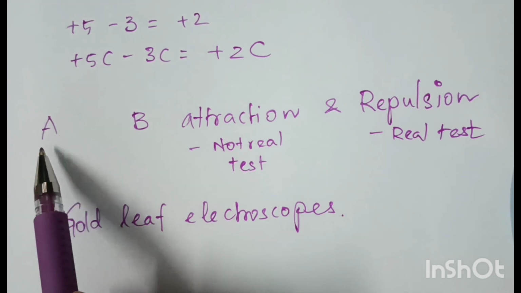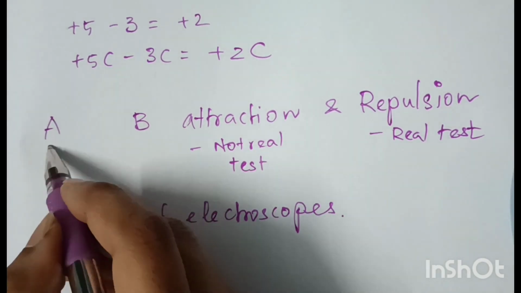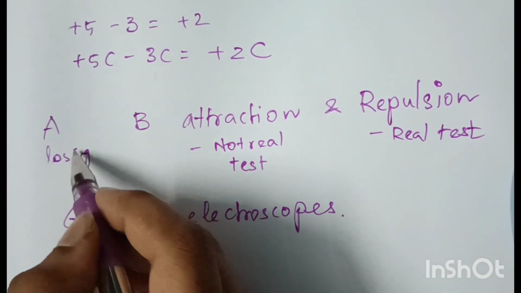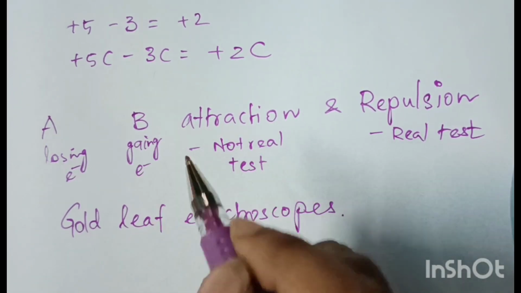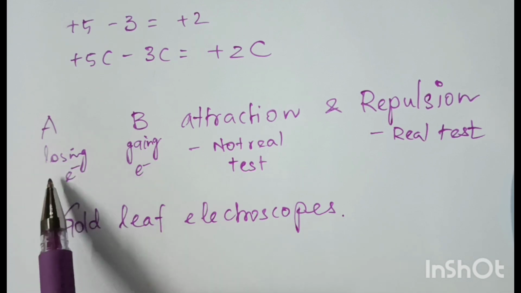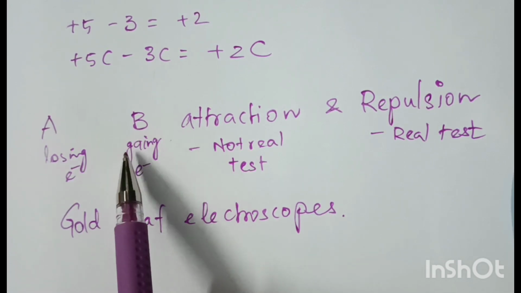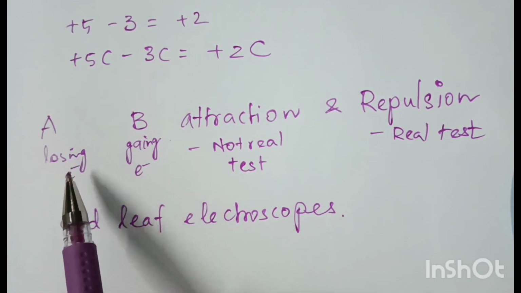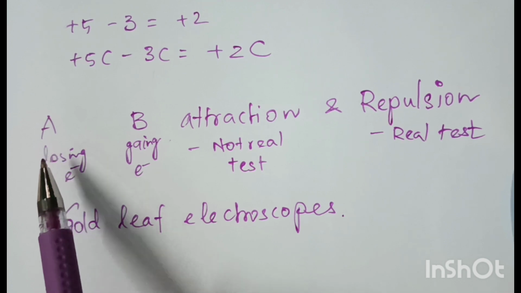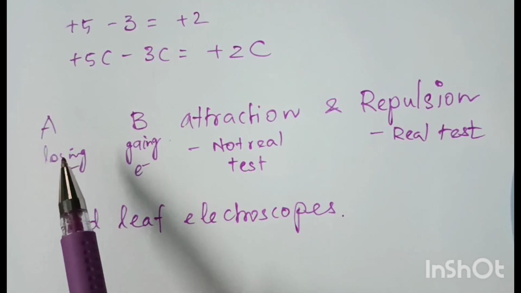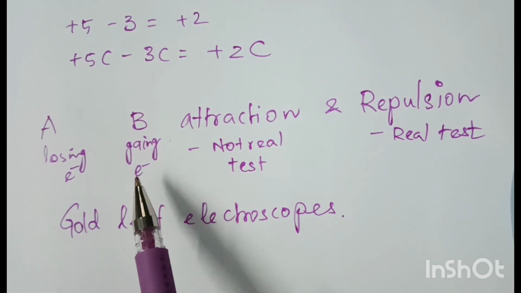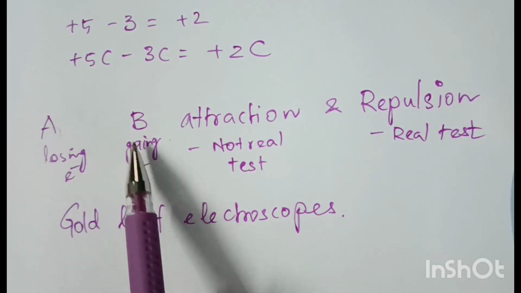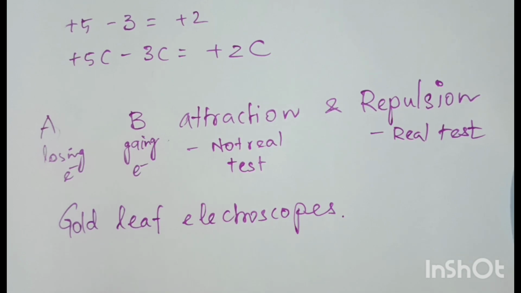Let us assume body A is losing electrons and body B is gaining electrons. That means electrons have some mass. So on losing electrons, body A has lost some of its mass and body B would have gained some mass. So its mass is decreasing and its mass is increasing. We should understand that point.